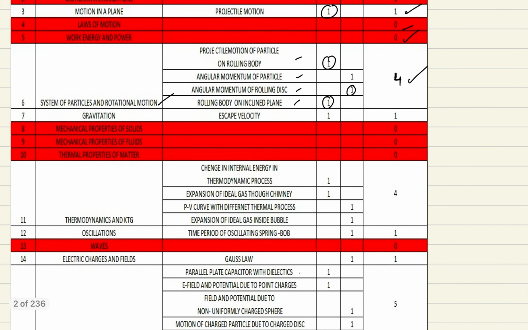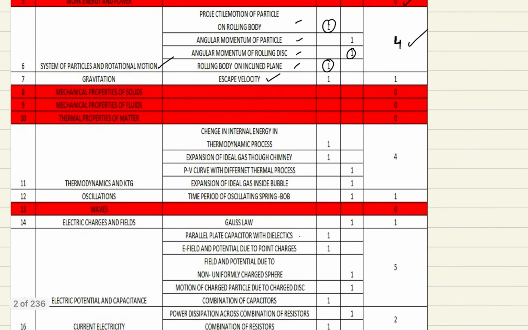Then gravitation, an escape velocity related question, one question is given. Then there is no direct question from the properties of solids and mechanical properties of fluids, but they are included in two questions in thermodynamics. They have given some questions here, I will explain there. Thermal properties of matter, there is no direct question here. But if you see thermodynamics and KTG, they have given 4 questions from here.